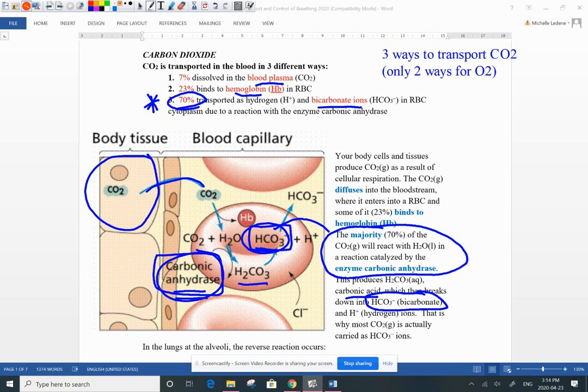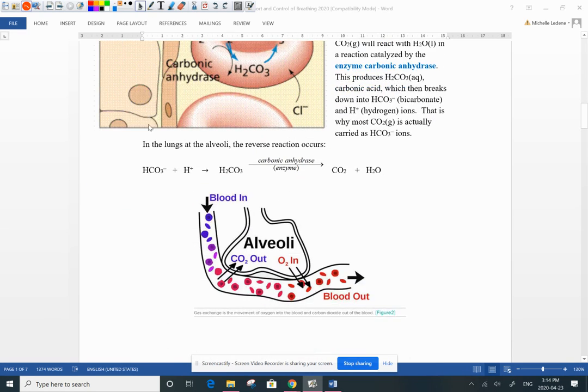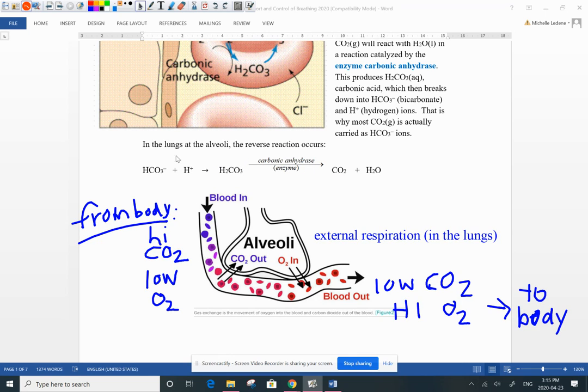Once you get back to your lungs, the reverse reaction occurs. The bicarbonate ion reacts with the hydrogen, forms this acid, and then that enzyme comes along again and releases the CO2. This is happening in the lungs, and of course, this is what we call external respiration. Coming from your body, we have blood that's high in CO2. That's why it looks blue, because there's so much CO2 and not very much oxygen. The CO2 moves from its high concentration into its low concentration in the alveoli, and then you exhale it out.